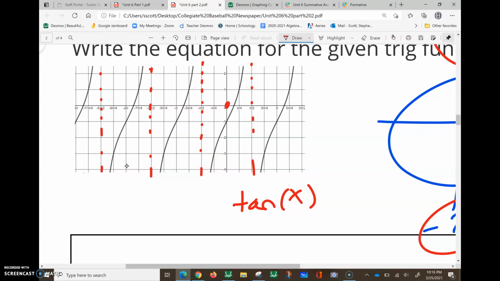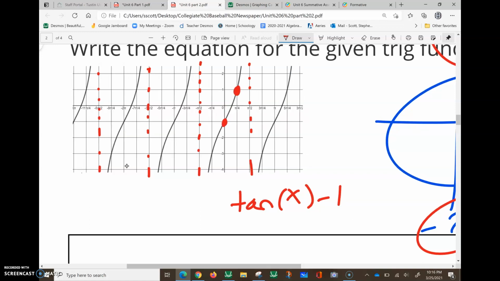Well, right away you should notice that it's been shifted down, so there should be a -1 here. Another indicator is if you notice it still lines up at 1 here. Do you see how at pi over 4 it's at 1, and then at negative pi over 4 now it's down here at -3?